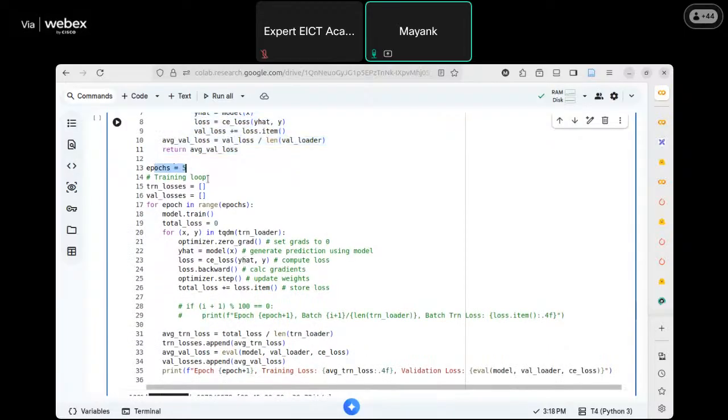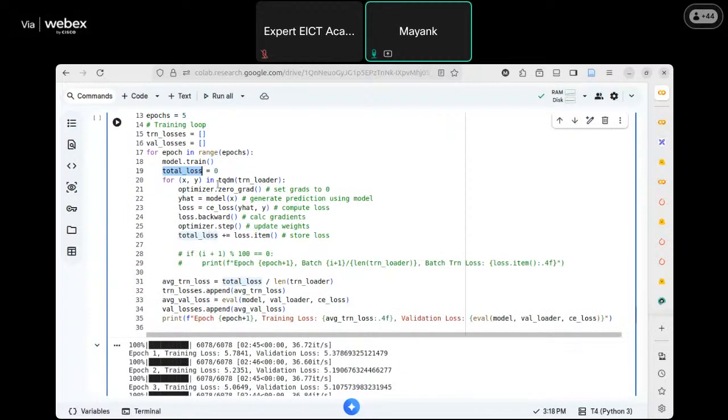So we are defining number of epochs as 5, and here we will collect losses so that we can plot them. Then in the loop we first tell PyTorch that we set the model in training mode, so that all the layers which perform differently in training and eval mode can behave accordingly. Then we define our total loss as 0, and then we start iterating over our train loader. So we are first setting the gradients to 0.